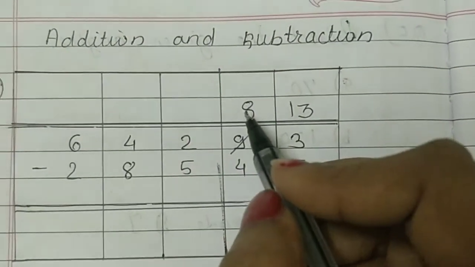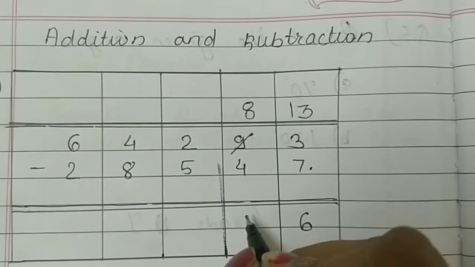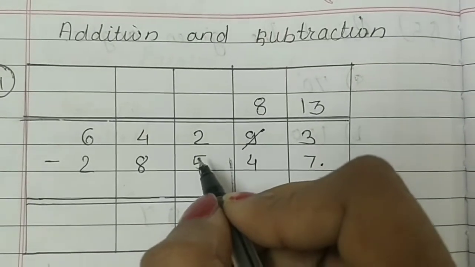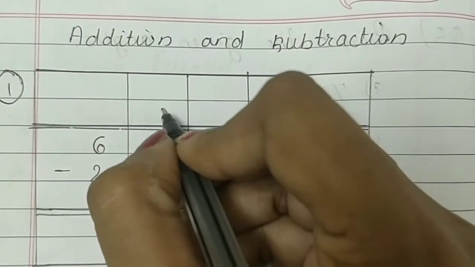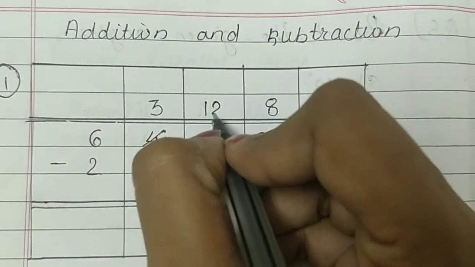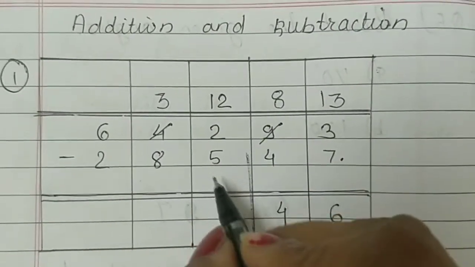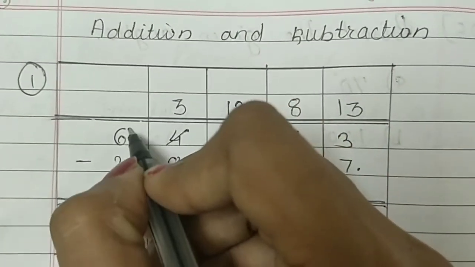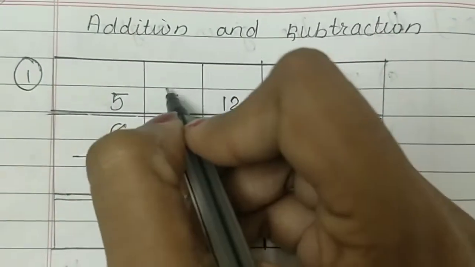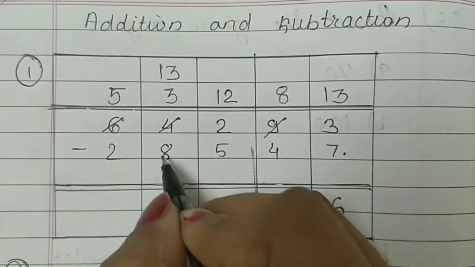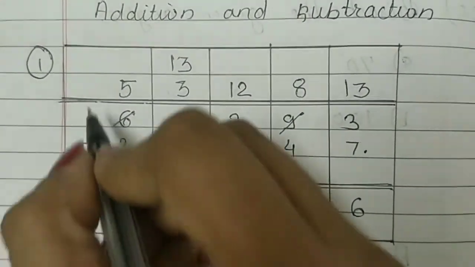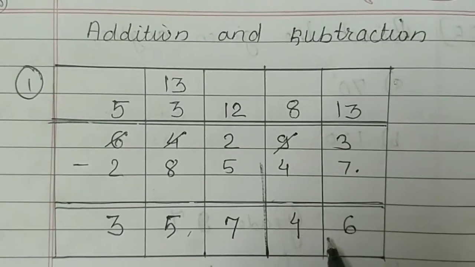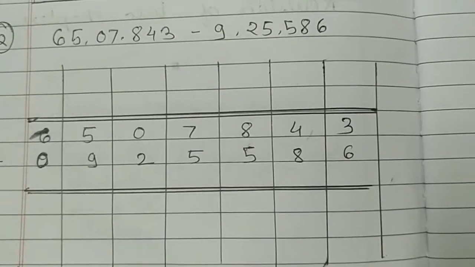Now this 8 minus 4 becomes 4. 2 minus 5 cannot be done. That's why we are going to borrow 1 from this side and this will be 12. 12 minus 5 we get 7. Now this 3 minus 8 cannot be done. So what we'll do? We'll do this as 13. So 13 minus 8 will be equal to 5 and 5 minus 2 will be equal to 3. So our answer is 35,746.